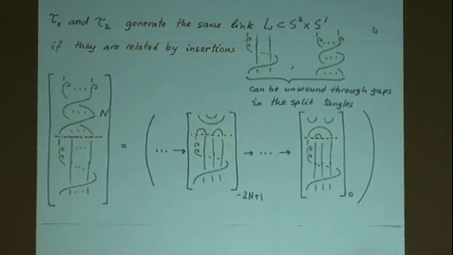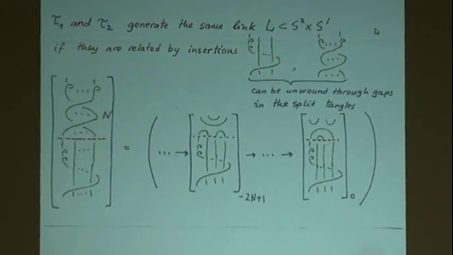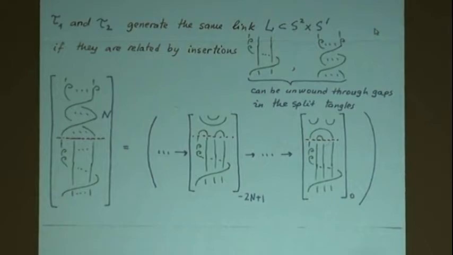Again, this is the idea. You have to prove certain things. You have to check what happens to the morphisms, to the differential, that the differential remains the same. But the idea is this. The complex has gaps. You use those gaps to unwind the moves that represent equivalence between tangles whose closure gives you the same link. So this is quick and dirty, all you have to know.